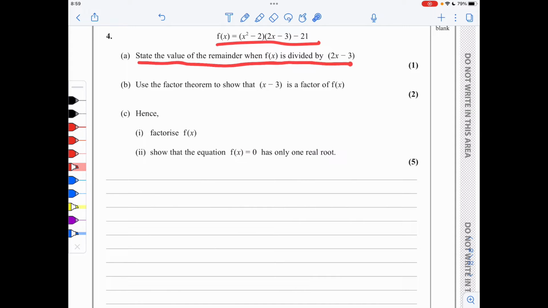In question 4, we are given f of x here, and we are told to state the value of the remainder when f of x is divided by 2x minus 3. This is only worth a mark. The prompt to state indicates that it's a simple thing to do. It should be straightforward, no calculations needed.